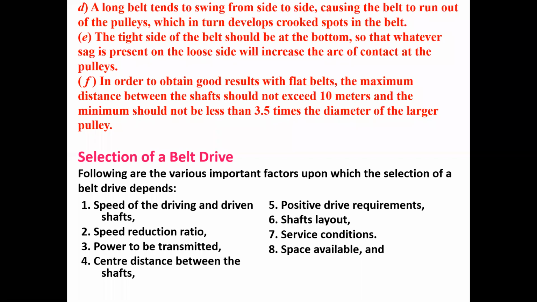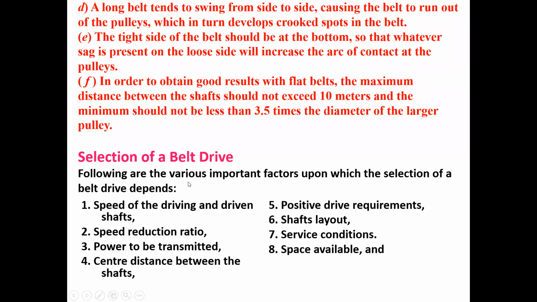Lastly, the maximum distance between the shafts should not exceed 10 meters, and the minimum should not be less than 3.5 times the larger pulley. This is very, very important. Maximum distance is 10 meters and minimum is 3.5 times the larger pulley. Those are the observations generally seen in our belt drives.